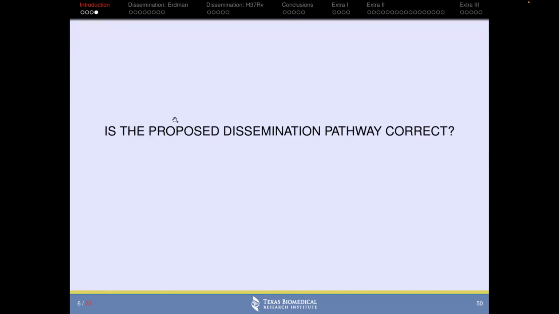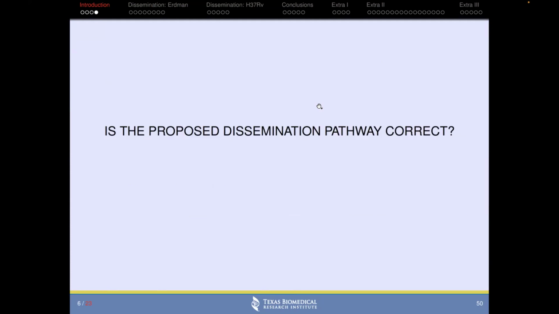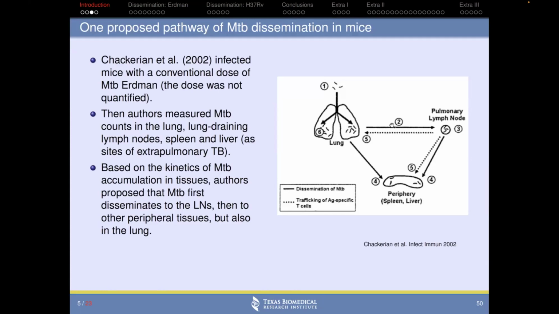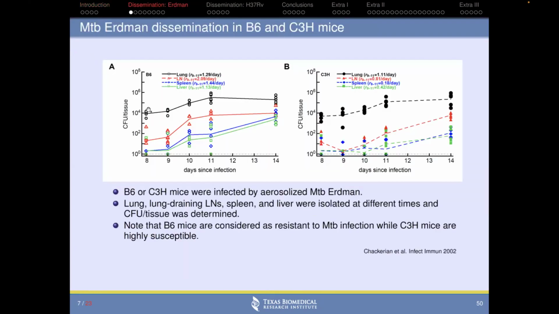So the question I'd like to pose is, is the proposed dissemination pathway correct? So this picture that was drawn, is it correct? And I think this is, again, an example of how you can use mathematical modeling. People make cartoons like these based on data all the time, but whether these cartoons are actually correct, we don't know. So you can use mathematical modeling to ask the question, is this particular cartoon consistent with the data that somebody actually has?